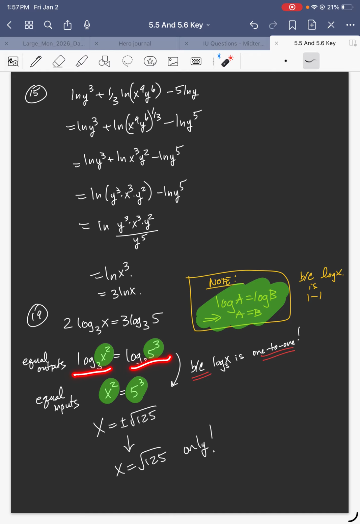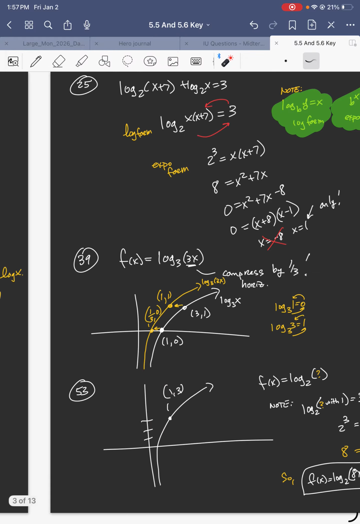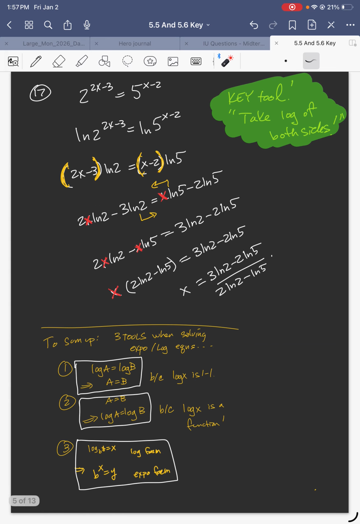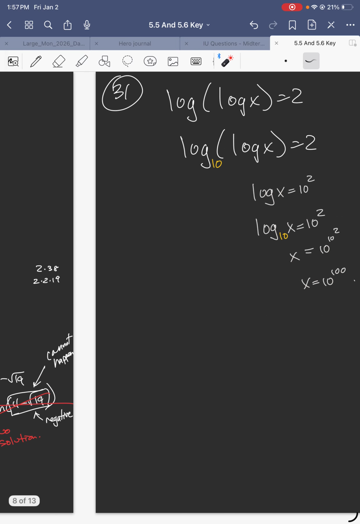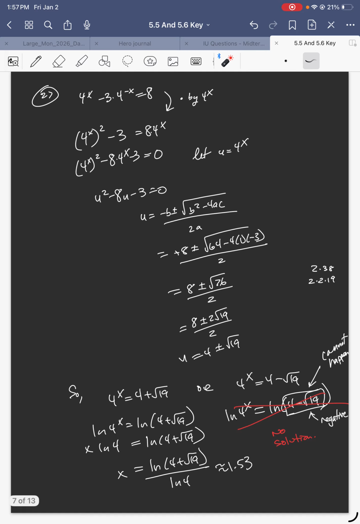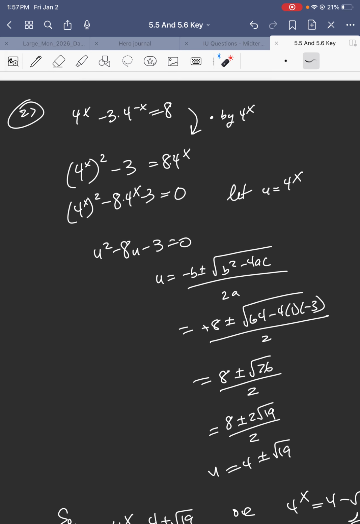And so if logs are equal, then the inputs must have been equal. Tacit assumption that yes, the bases must be the same. So very cool. Now we get to this one.